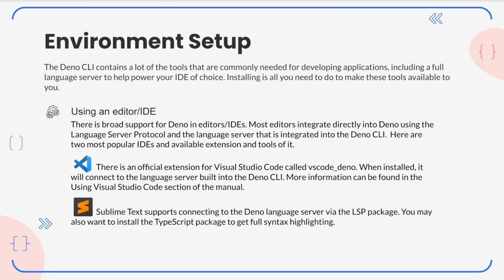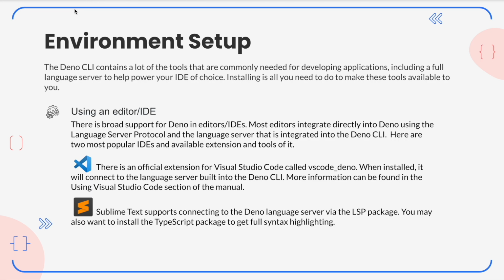Here are two most popular IDEs and the available extensions and tools of it. VS Code has the official extension from Deno, which is called VS Code Deno, and we will look into installation of it next. When installed, it will connect to the language server built into Deno CLI. Most information can be found in the using Visual Studio Code section of the manual. Sublime Text also supports connecting to Deno language server via the LSP packages. You may also want to install the TypeScript package to get full syntax highlighting in Sublime Text.